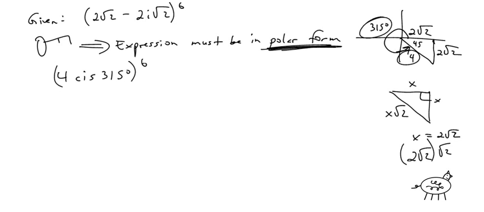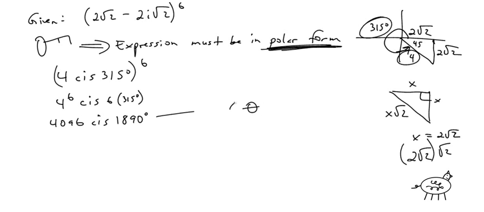Well, that's really easy. It's just saying 4 to the 6th cis 6 times 315 degrees. So 4 to the 6th is 4,096, cis 1890. That was a good year. Now, this is really important, math fans. Please don't leave it like that. If I ask you for it in polar, you cannot leave it like that. Theta has to be between 0 and 360. It's always got to be that. Nothing bigger than 360 or less than 0. Very important. It can equal 0, of course.